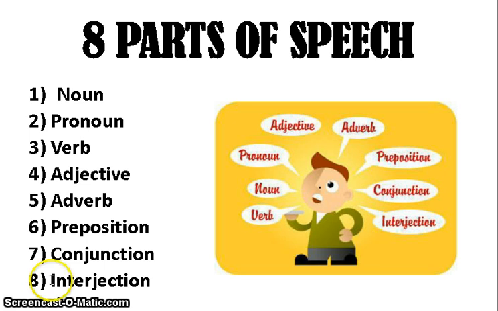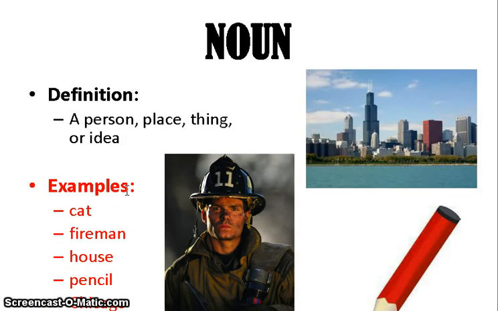Now the first one. Definition: a person, place, thing or idea. Examples: cat, fireman, house, pencil, Chicago. A noun names or labels a thing or person. It's an open class of words, basically, in its function.